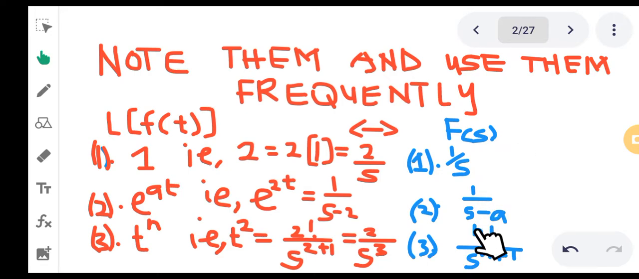Anytime you get t exponent n, the Laplace of t exponent n is equal to n factorial over s exponent n plus 1. For example, for t exponent 2, the n is 2, so it becomes 2 factorial, which is 2 times 1, which is 2, all over s exponent 2 plus 1. So you are going to get 2 over s exponent 3. Very, very easy.